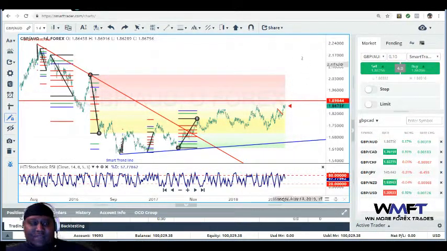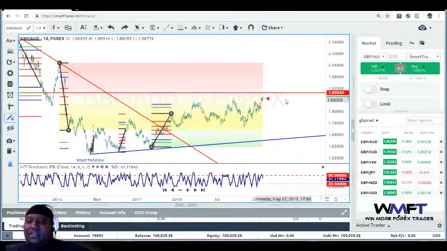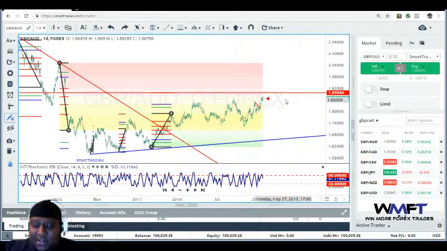So at this present moment, I am going to do a sell limit in my MetaTrader 4 app. Let's do that right now. GBP AUD.